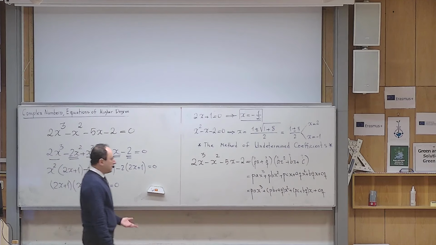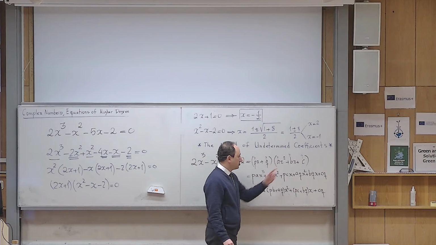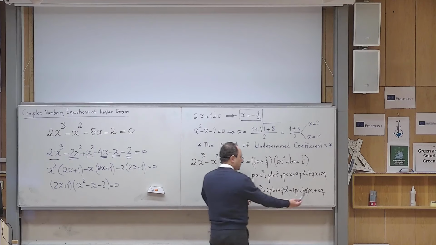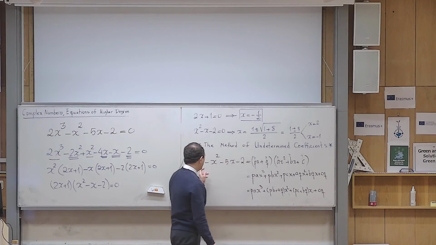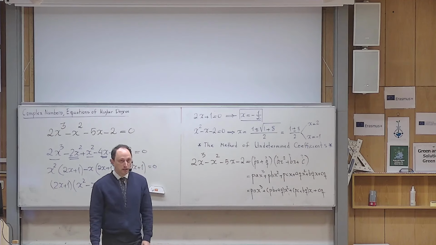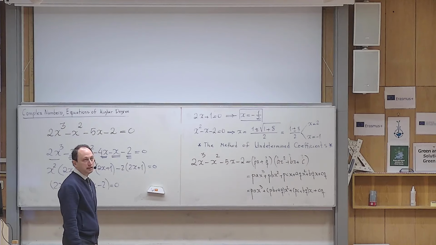Okay, now this is the polynomial after these two are multiplied. I want to fine-tune these undetermined coefficients in a way that the right polynomial matches the left polynomial, not just for a single value of x, but for all possible values of x. This cannot happen unless the corresponding coefficients are exactly equal.